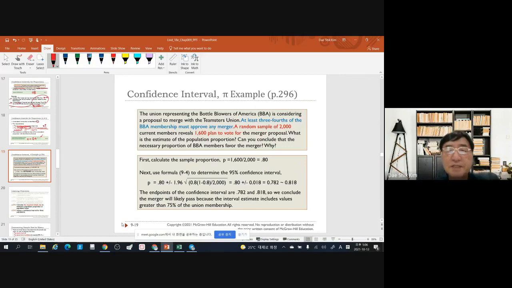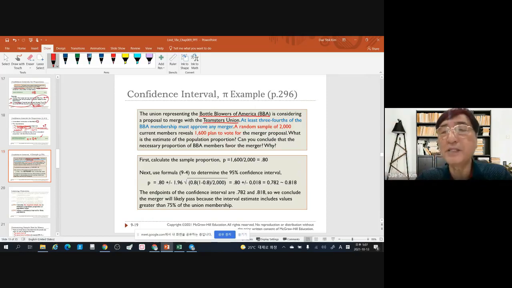The union representing Bottle Blowers of America, BBA, is considering a proposal to merge with the Teamsters Union. There are two unions, and they want to merge. It is proposed by the two union leaders. But to do it, at least three-fourths, more than 75%, of the BBA members must approve the merger.